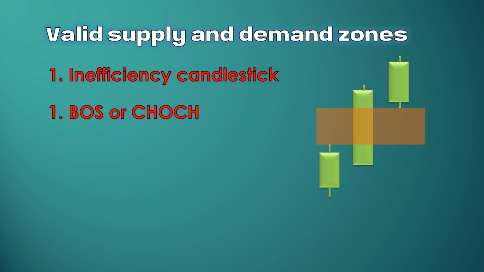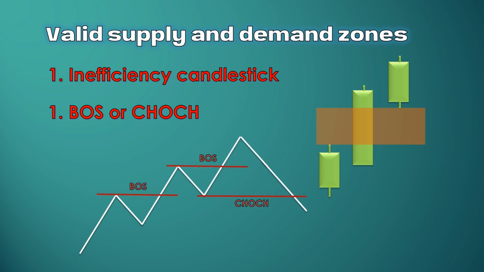The second important factor to form a valid supply or demand area is that it must cause a break of structure or change of character. Let's see some examples of valid demand and supply areas.